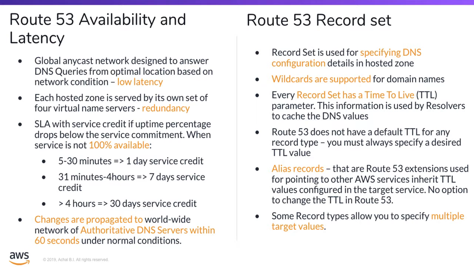We saw that in S3 there were 11 nines of availability, but here Route 53 gives you 100% availability. So these are the service credit if it doesn't give you 100% availability. If the servers are down for 5 to 30 minutes, it would give you 1 day of service credit, and if it is somewhere between 31 minutes to 4 hours, it would give up to 7 days of service credit, and if it is more than 4 hours, it would give you 30 days of service credit. As soon as you make any changes to these records in Route 53, changes are propagated to the worldwide network of authoritative DNS servers within 60 seconds.